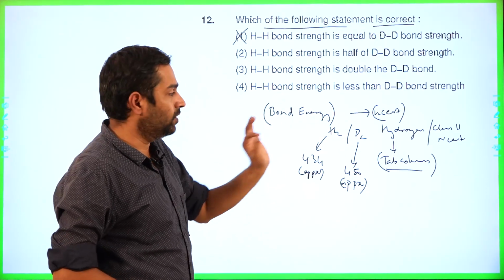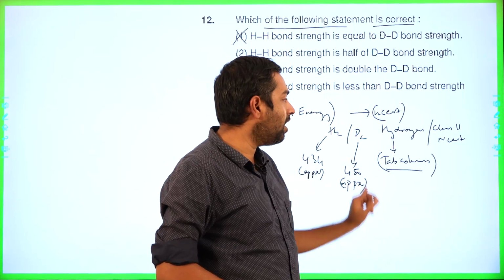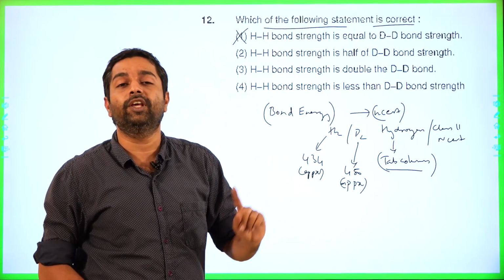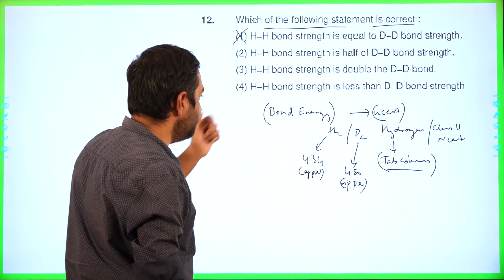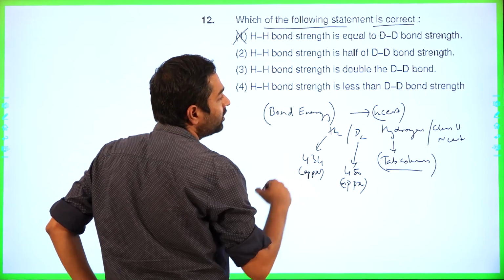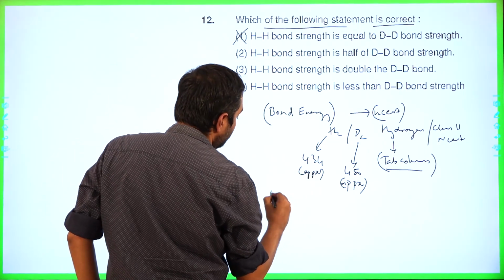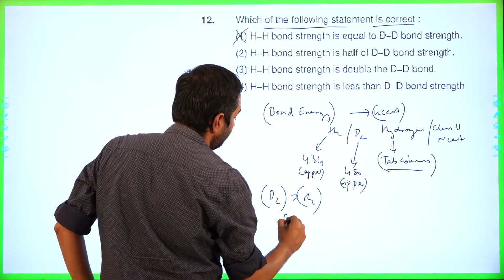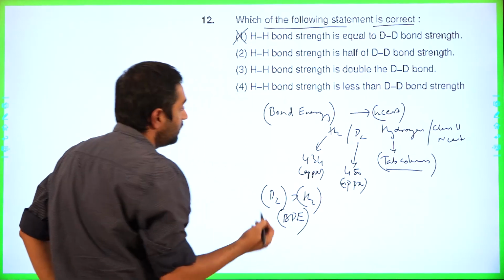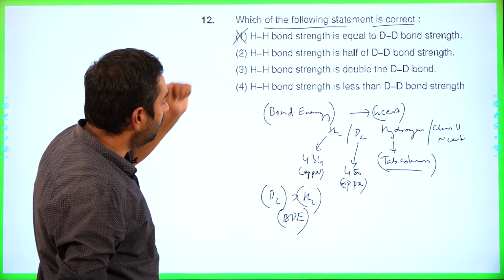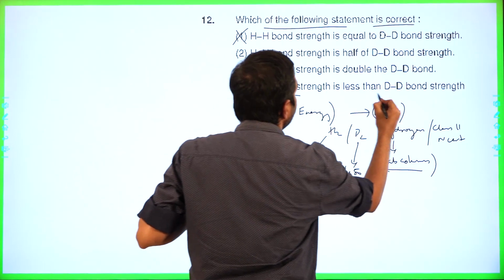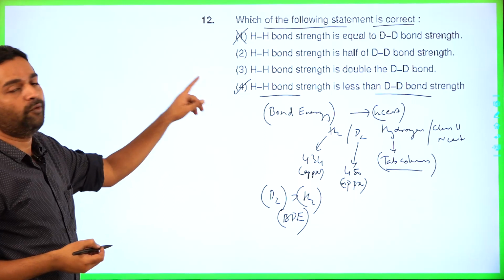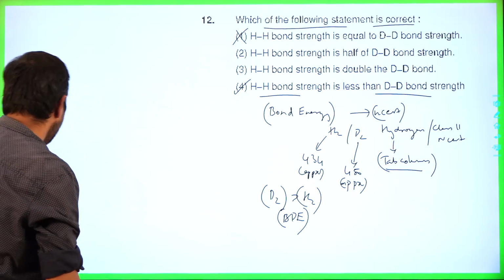You should know it. It's available in the NCERT textbook, class 11 NCERT, hydrogen chapter. It is available in a tabular column which compares hydrogen and deuterium properties. It is basically going to be bond energy, or you can think of it as bond dissociation energy. So obviously deuterium bond dissociation energy is going to be greater than that of hydrogen. So we end up having HH bond strength less than DD bond strength. This is the correct statement. So in this case, the correct option is going to be the fourth option. Next.